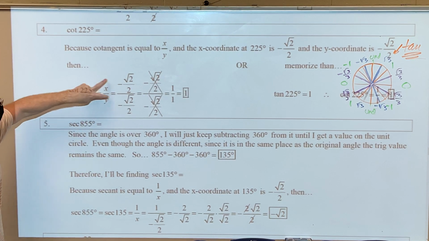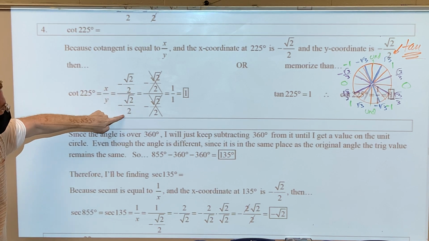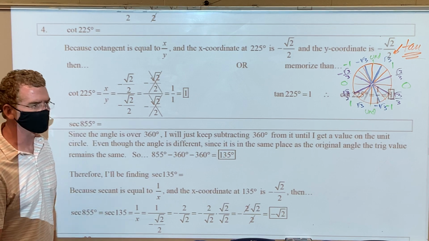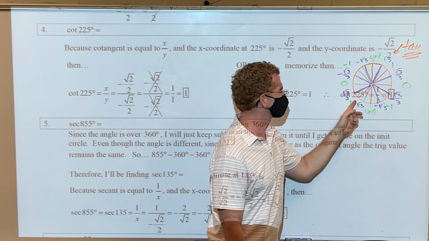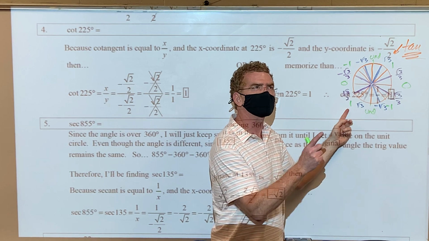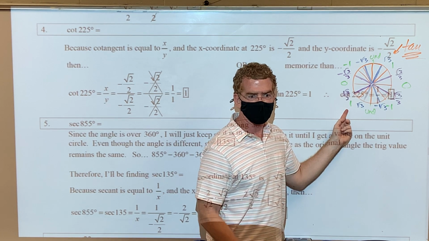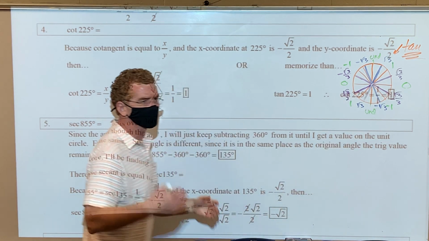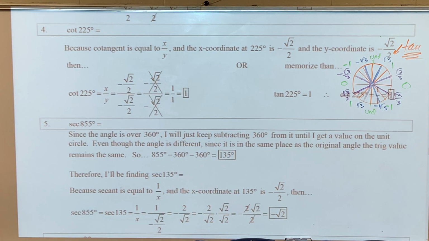You can take the x and the y. You can write them down. You can cancel the negatives, cancel the 2's, and you'll get 1. Or you can go, wait a minute. What's the tangent at 225? Oh, 225, it's one of those angles in the middle. It's either 1 or -1. Third quadrant, positive 1. And what's the reciprocal of positive 1? Still positive 1. And you're done, and you really didn't have to think too much.